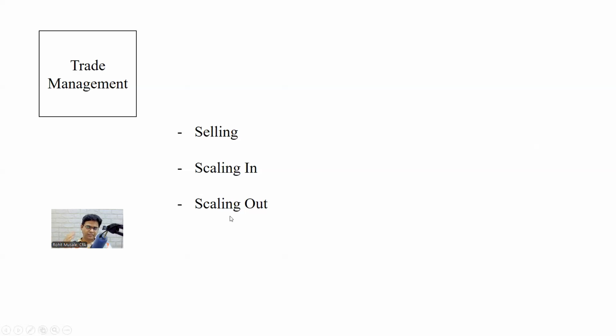Then scaling in. Scaling in means pyramiding. As the stock keeps forming multiple bases, you take entry into each of those bases as the stock is coming out of that base. Scaling out means partially selling. As the stock goes up, you have 1,000 shares, you sell 500, then you sell another 200 when it goes up more, then you sell another 200 stocks, then you sell another 100 stocks. So as the stock continues to go up, your position size keeps on decreasing because you want to book the profits. The profits are just not on paper, they actually come into your account.